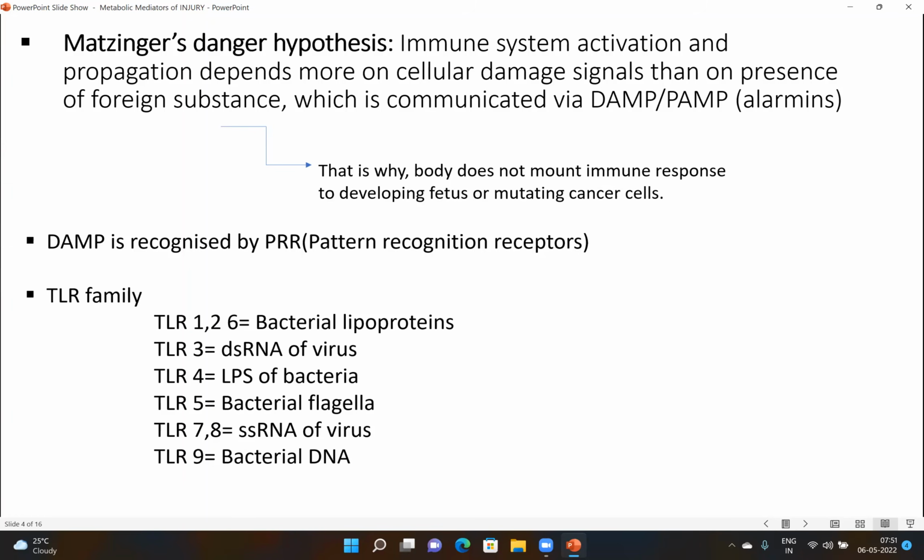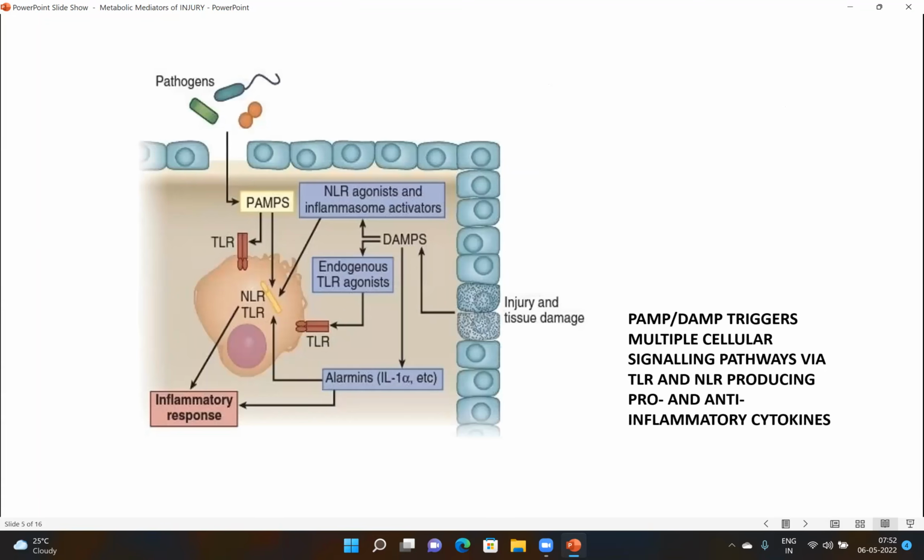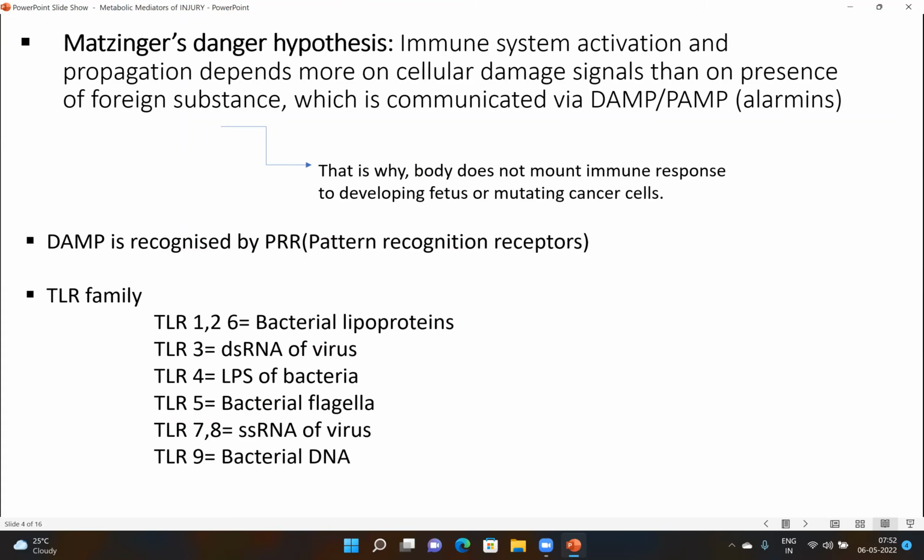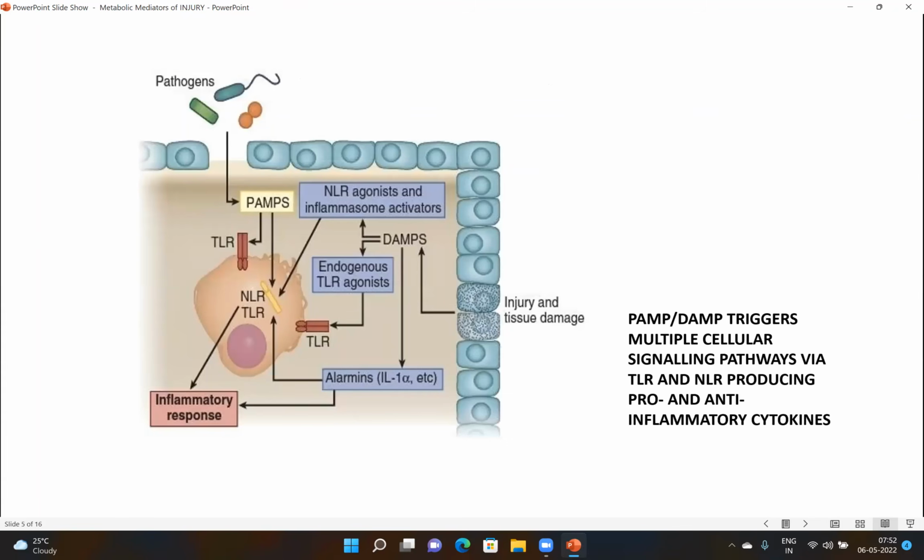Now, these DAMPs are recognized by pattern recognition receptors. One of the most important PRRs is the TLR family, that is toll-like receptor. TLR1, 2 and 6 recognize bacterial lipoproteins. TLR3 recognizes double-stranded RNA of virus. TLR4 recognizes lipopolysaccharide of bacteria. TLR5 recognizes bacterial flagella. TLR7 and 8 recognize single-stranded RNA of the virus, and TLR9 recognizes bacterial DNA.